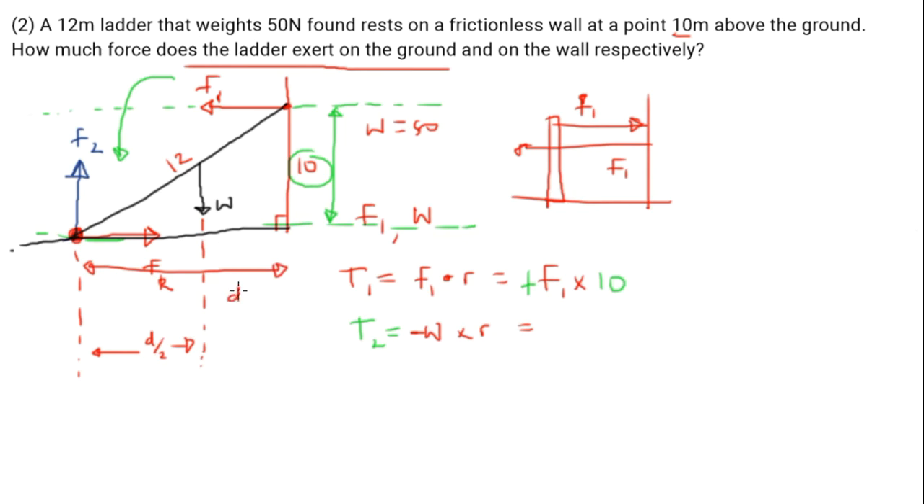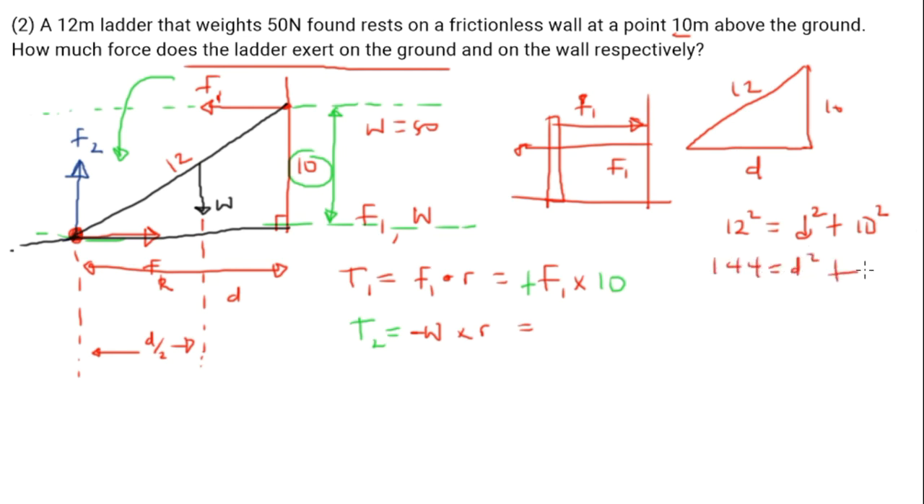So we need to find this D. Don't forget this is a right angle triangle, so we can use the Pythagorean formula to get D. This is 10 and then this is 12. So the Pythagorean formula is the square of the hypotenuse is equal to the square of the adjacent plus the square of the opposite. The hypotenuse is the longest side, so 12 squared, that's 144, then D squared plus 100.